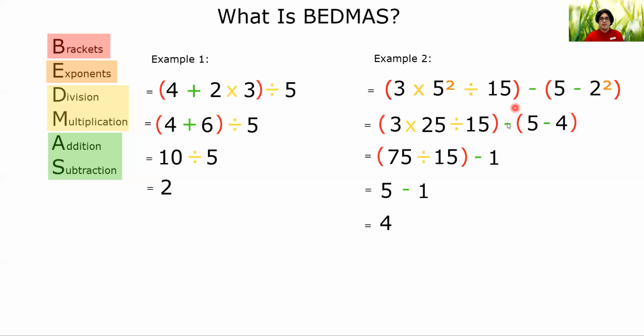Then in this second set of brackets here, I have 5 minus 4. That's the only operation I can do. That is equal to 1. So again, I just write 1 in the next step, and the brackets can be dropped because there's only a single term. At this point, I have this final set of brackets. 75 divided by 15 is equal to 5. And now I'm left with just 5 minus 1, and my last step equals 4.